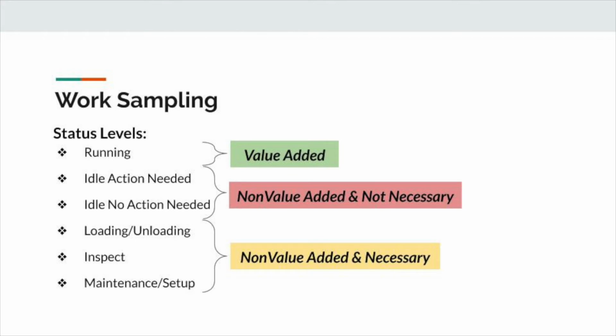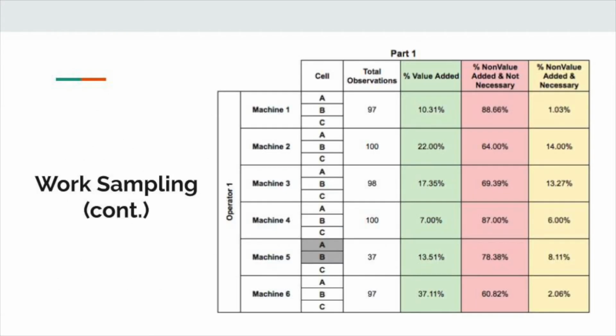First, a work sampling study was conducted by team members across three similar cells. The machine status levels were recorded every 10 to 12 minutes. There were three categories in which the status levels fell. The status levels and categories were as follows: running, which fell into the value added category; idle action needed and idle no action needed in the non value added and not necessary category; and lastly, loading, unloading, inspection, and maintenance or setup, which fell into the non value added but necessary category.